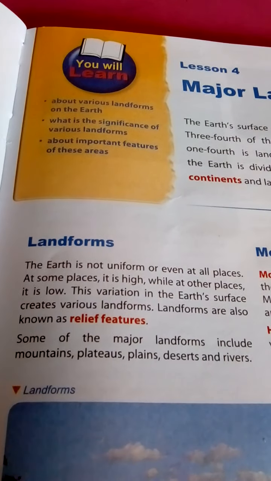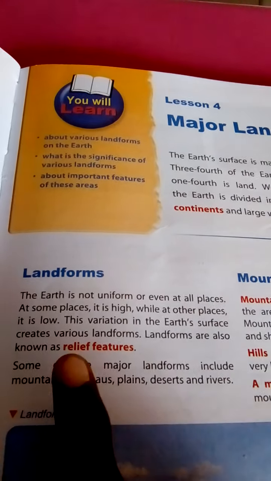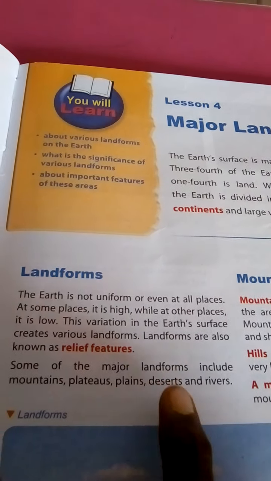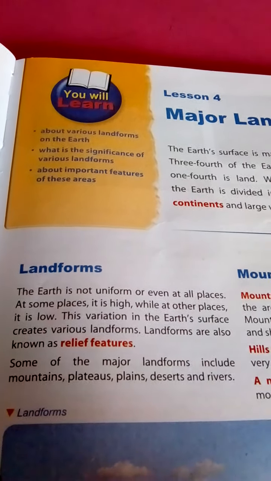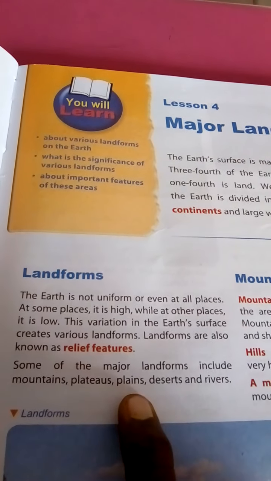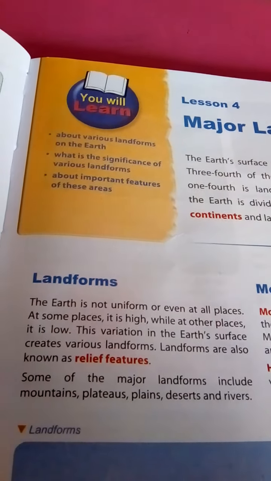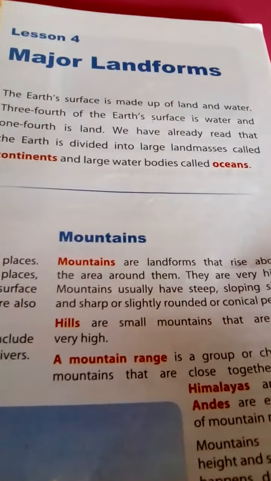Some of the major landforms include mountains, plateaus, plains, deserts and rivers. In this lesson, we are going to see the explanation of mountains, plateaus and plains. Are you ready to listen? Now, we are going to see about the mountains.